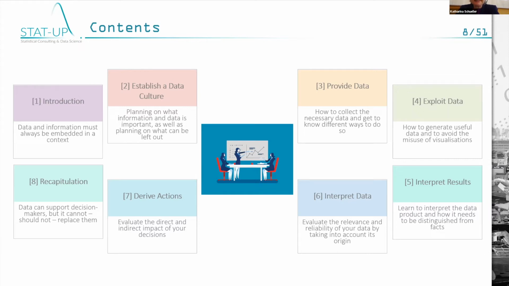The next chapter is the last step in the data literacy competence framework. It deals with deriving actions and evaluates the direct and indirect impact of your decisions. And finally, we have a recapitulation that comes to the conclusion that data can support decision makers, but it should not replace them. The course is not named data-based decision making, rather data-informed decision, to strengthen the fact that we need to take decisions under uncertainty, and that decisions cannot completely be calculated from data.